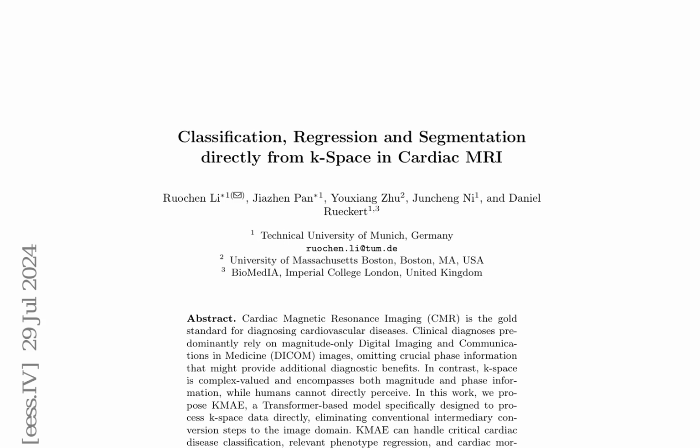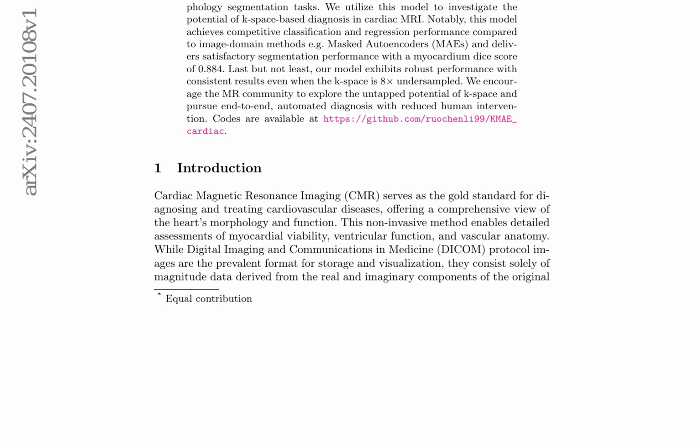The research paper explores the potential of using K-space data in cardiac MRI for classification, regression, and segmentation tasks. It proposes a transformer-based model, KMAE, which directly processes K-space data without the need for intermediate conversion to the image domain. This model is applied to investigate K-space-based diagnosis in cardiac MRI, comparing its performance with image domain methods like masked autoencoders, MAEs. The results show competitive classification and regression performance, with a myocardium DICE score of 0.884 for segmentation. The model's performance is robust even with 8 times undersampling of the K-space.